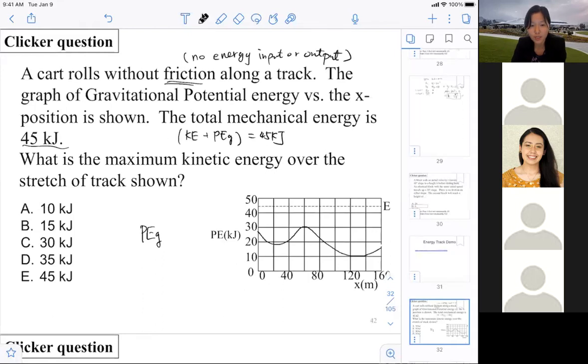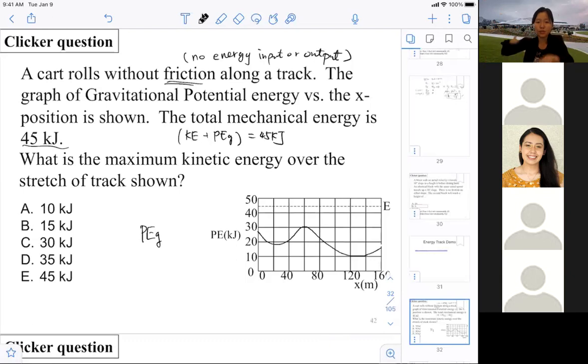What is the maximum kinetic energy over the stretch of this track shown? So you can see that as we were showing earlier, when you have no friction, it's really just a transformation between kinetic and potential. You have a lot of kinetic, you will have very little potential, right? When you're at the bottom of the ramp, you're all speed, but you're very low. When you go to the top of the ramp, you are all potential, but you have no kinetic because you have all the height, but you don't have any velocity.